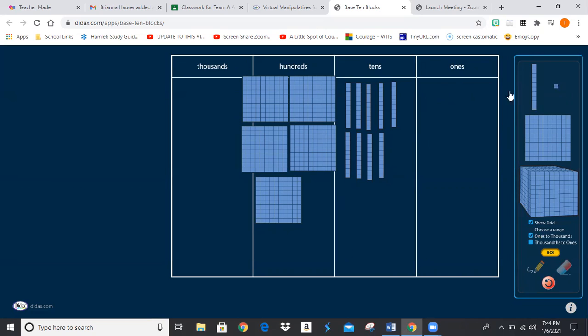So now I'm going to keep adding ones. So now 591, 592, 593, 594, 595, 596, 597, 598, 599, 600. So we have a lot to do here, don't we?